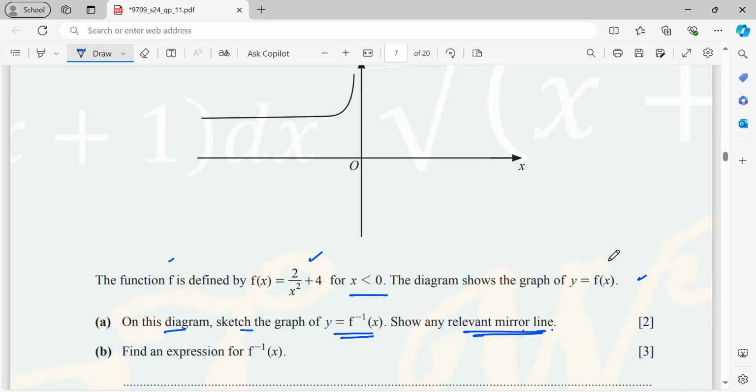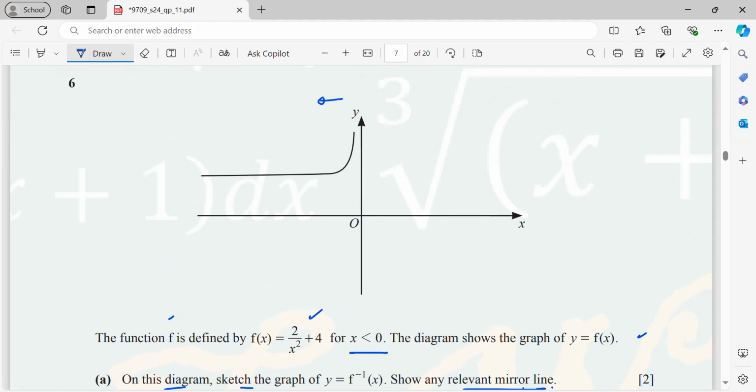Okay, so now to sketch y equals f inverse, we need to sketch y equals x first. That is our mirror line. So which means y equals x. This is y equals x, right? Whereby this is 45 degrees. Here is 45 degrees.